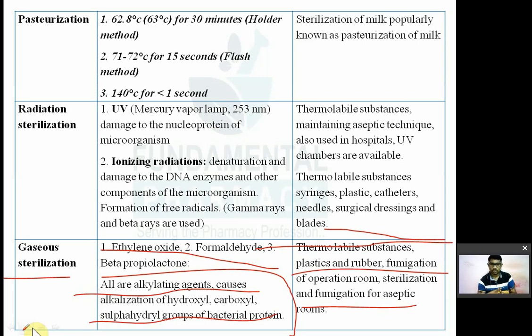So thermolabile substances, they are sterilized by gaseous and radiation sterilization. Then fumigation of operation room, sterilization of aseptic rooms. So remember this method. So out of that, this radiation sterilization is known as a cold sterilization. जो पाश्चराइजेशन है, हॉट एयर ओवन है या फिर ड्राई हीट स्टरलाइजेशन है, उसमें तो हीट आता है. रेडिएशन स्टरलाइजेशन में हीट नहीं आता, तो इसलिए उसको कोल्ड स्टरलाइजेशन बोलते हैं.